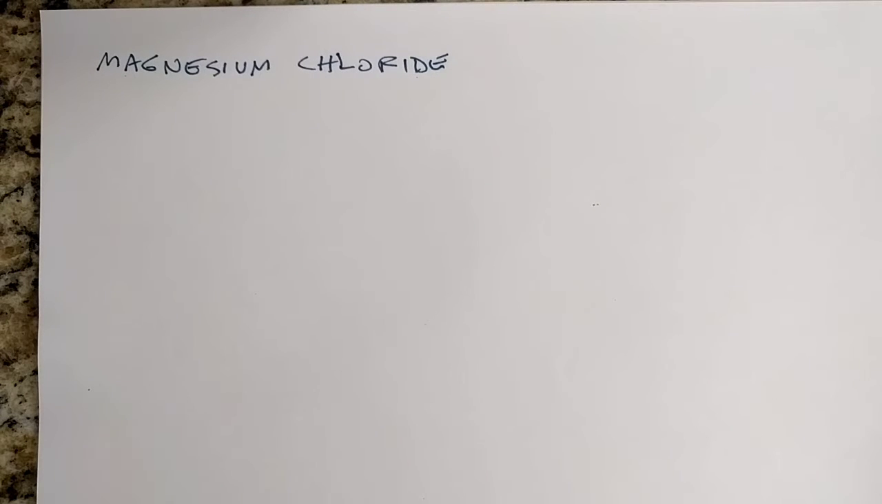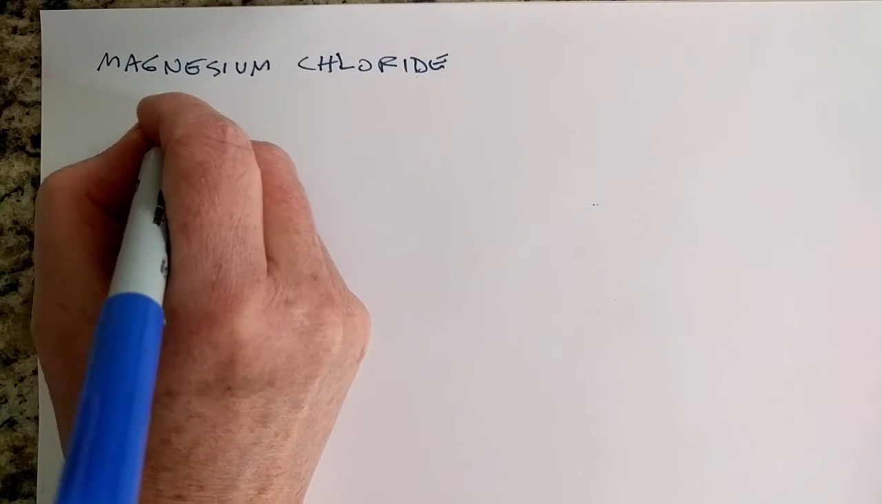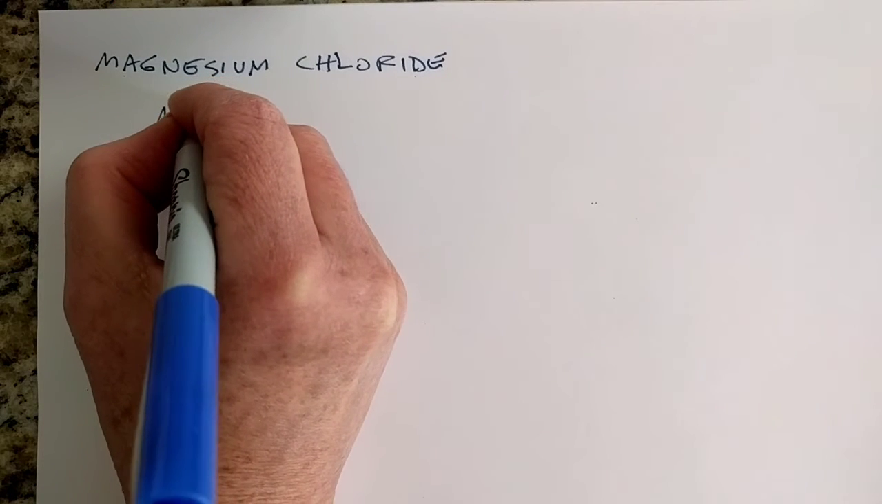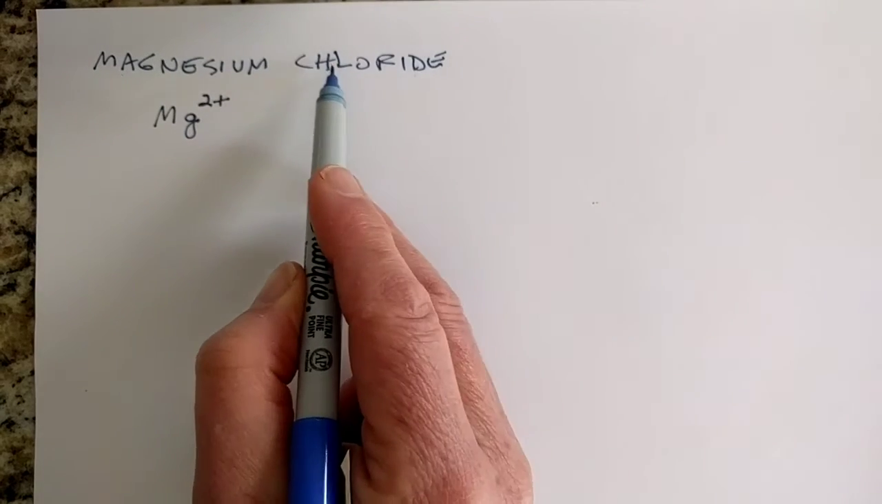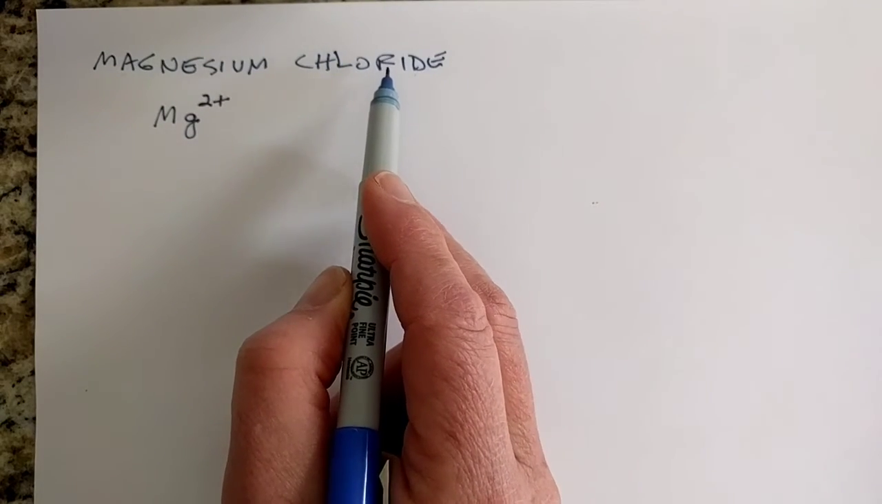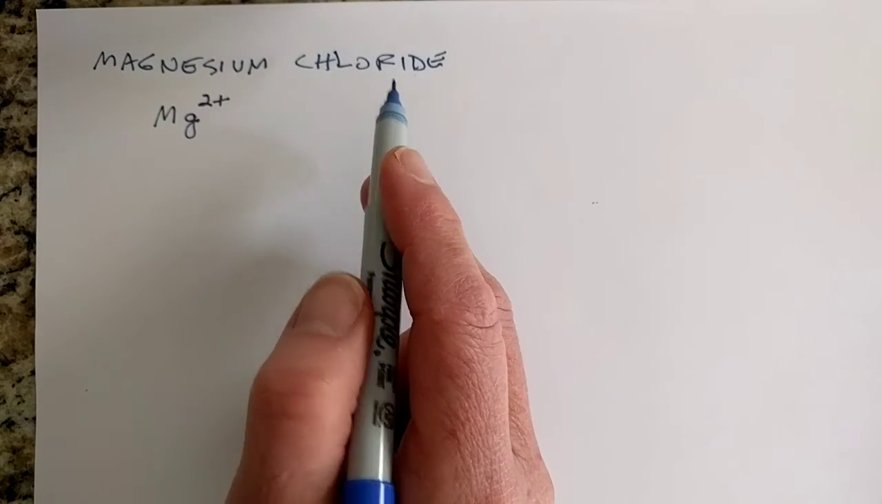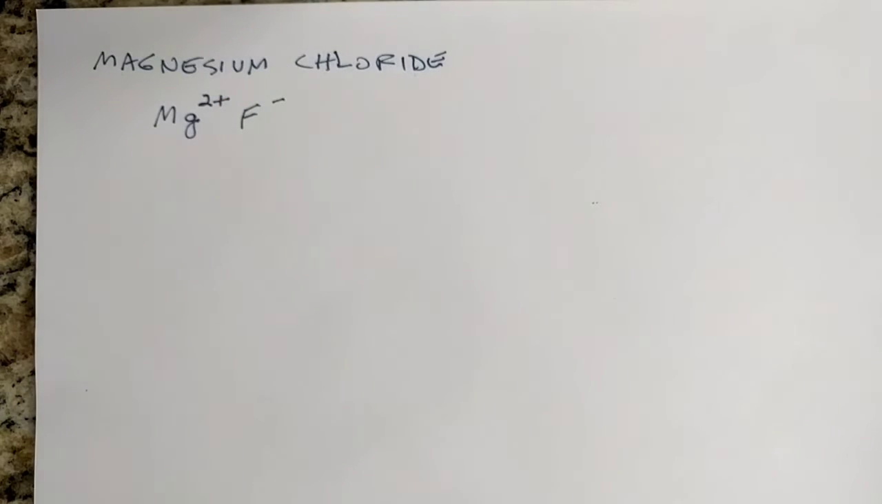The first step, we're going to write the formulas for each ion. So magnesium is Mg. We look on our periodic table of ions. Magnesium is in group 2. It loses 2 valence electrons. Magnesium has a 2+ charge. Chloride, this is monatomic chlorine as an ion. It is in group 17, and we can see from our chart that it is Cl-.